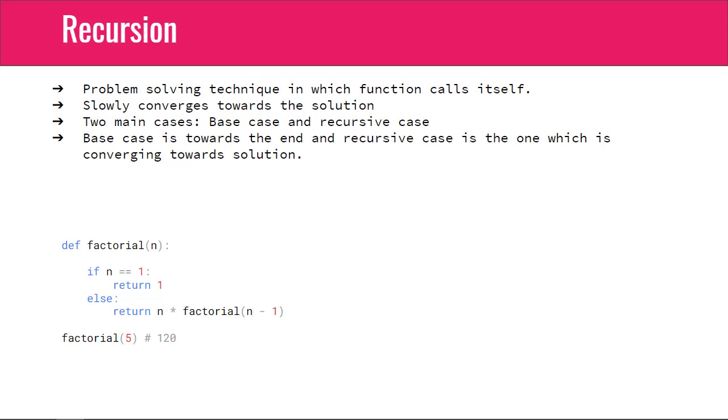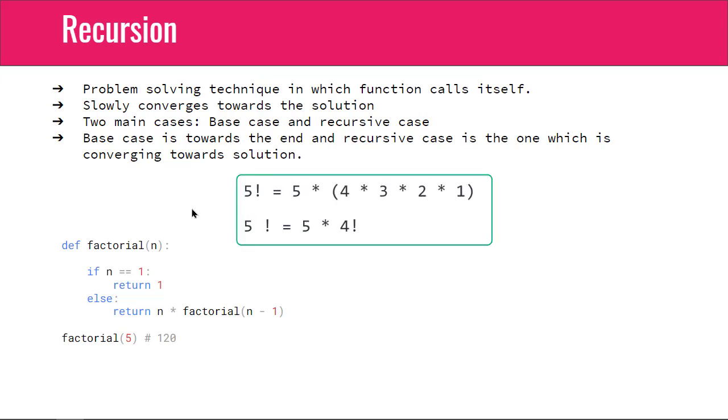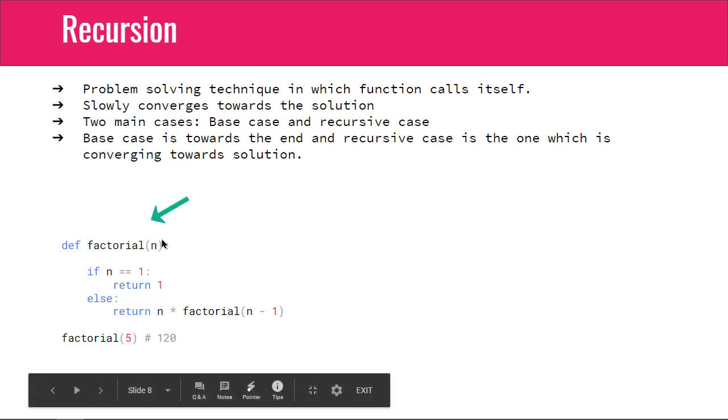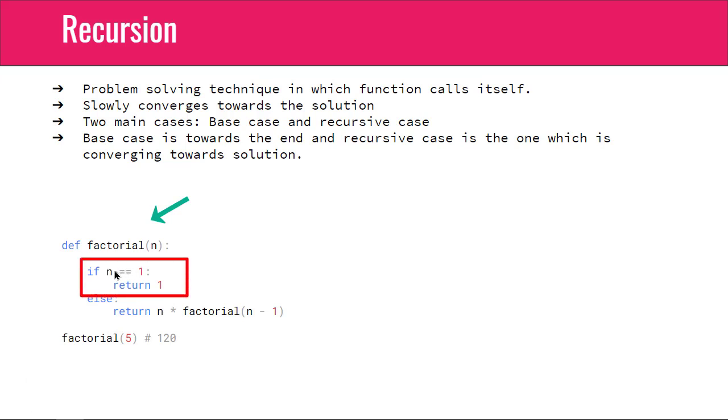So we can see a pattern. Factorial of 5 can be calculated this way. We can use this approach to solve this problem recursively. So here in this factorial function, I have this base case where if the number is 1, then I return 1. If the number is anything greater than 1, I can return the number itself multiplied by the factorial of a number which is 1 less than the original number.